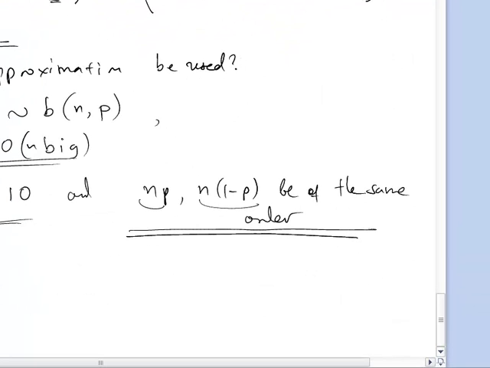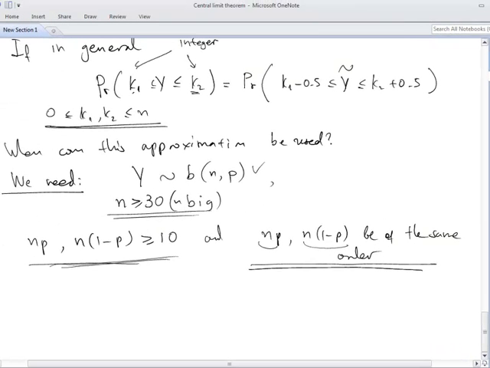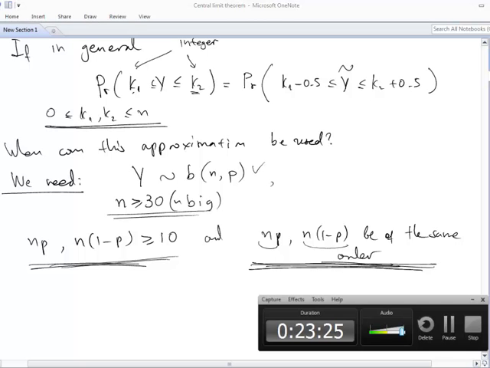So, before we use it, we have to check that y has binomial distribution. Then we opt to use the approximation of binomial probabilities with a normal distribution. If n is sufficiently big, then we check these two numbers, and we also make sure that n times p and n times 1 minus p are of the same order.